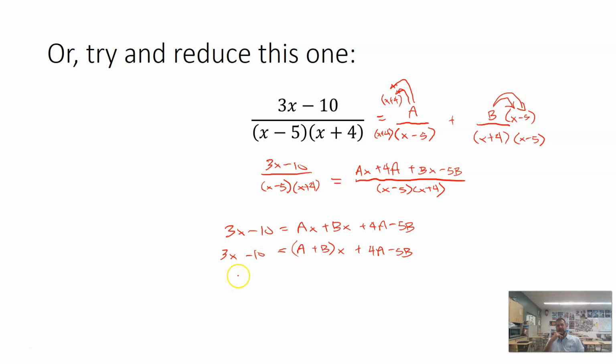Well, just like we had before, I've got something multiplying x, and I know that something has to equal 3. So I'm going to have a plus b is equal to 3. This one's a little bit different because you'll notice I've got everything else left over, 4a minus 5b. In order for these two things to be equivalent, that has to be equal to negative 10. So I've got 4a minus 5b is equal to negative 10.